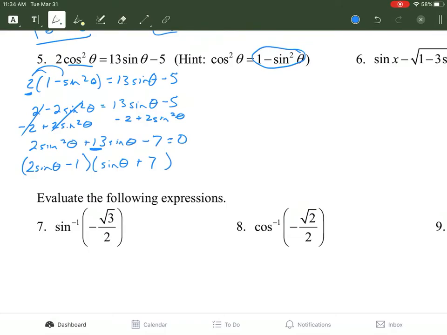Okay, now you'll notice one of the factors, sine will equal negative 7. Well, negative 7 is not on the unit circle at all. It's too big. So that one doesn't even exist. So we can cross that one off. But we do have to solve for the other one. So we're going to have sine of theta equal to, we're going to add the 1 and divide it by 2. Okay, so then we find out where the y values are 1/2, which is at 2 spots, pi over 6 and 5 pi over 6.